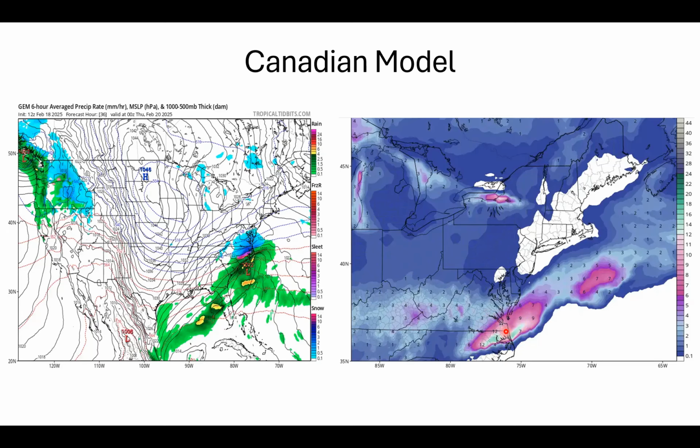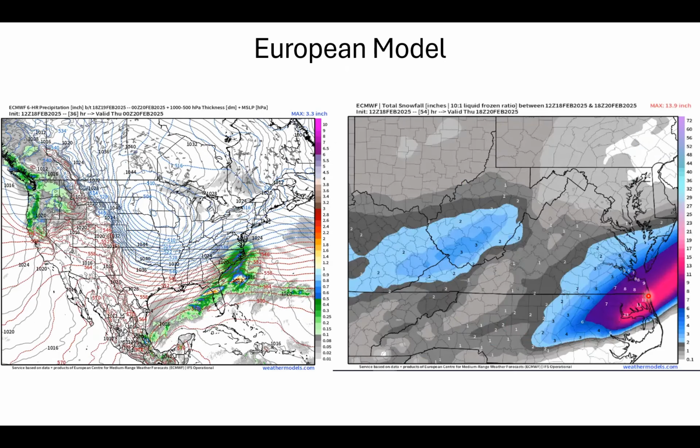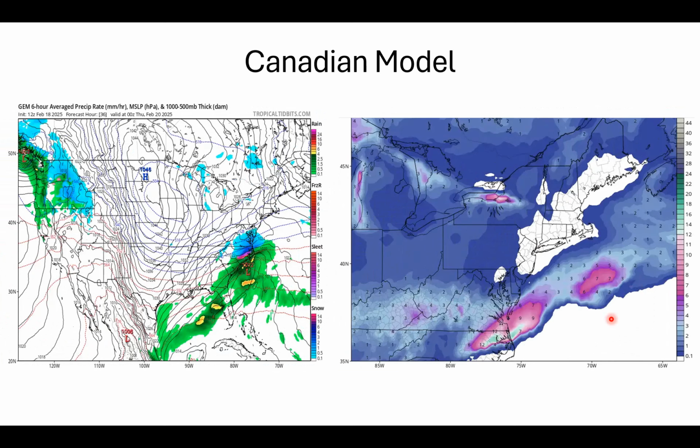So again, 8 to 10 inches looks very doable here on the Canadian model, very similar to the GFS, very similar to the European. So you notice how it's all aligning. One other thing I want you to pay attention to is this orientation of the heavier snow band from southwest to northeast across far northeastern North Carolina and southeast Virginia. I mean, this is just really one of those storms that can really produce big amounts.